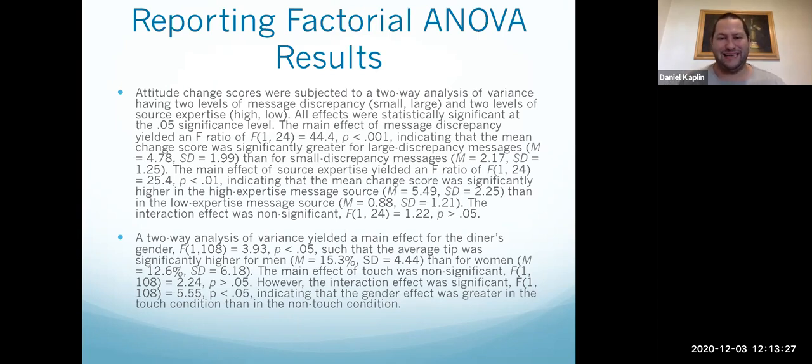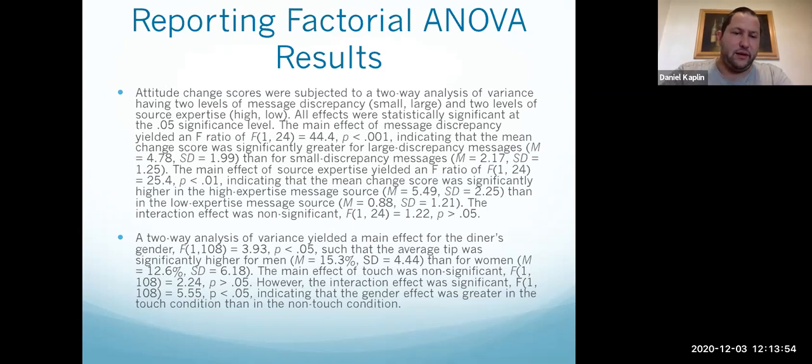Be careful with your greater than, less than. You may remember the symbol greater than, it faces the greater than is where the opening faces. So p is greater than 0.05. All right. Now, this would be, for my class, the most ideal way to report a factorial ANOVA.